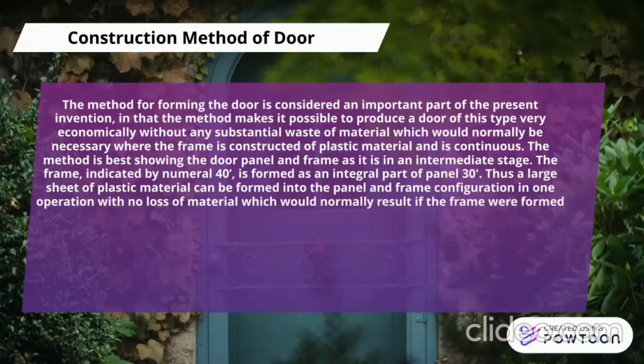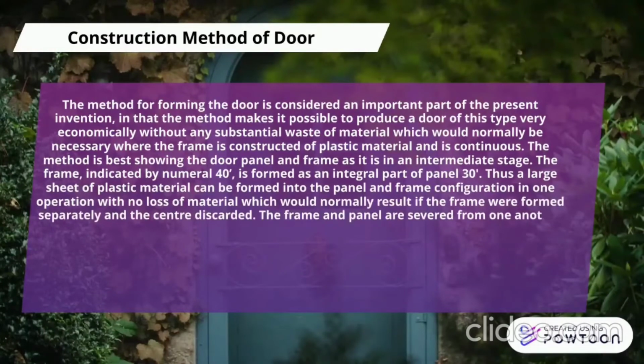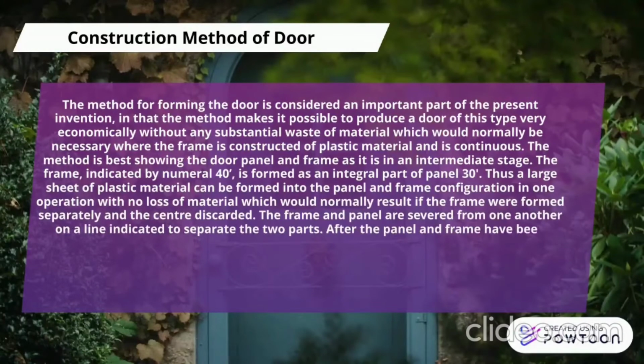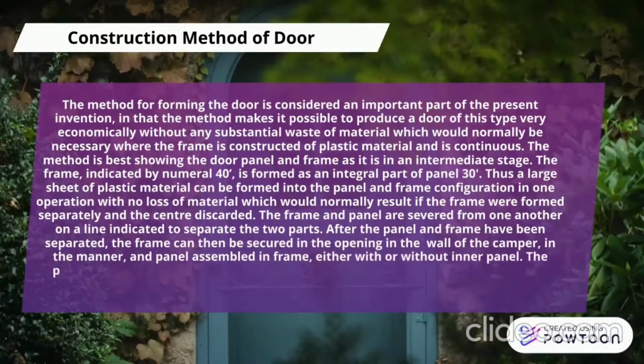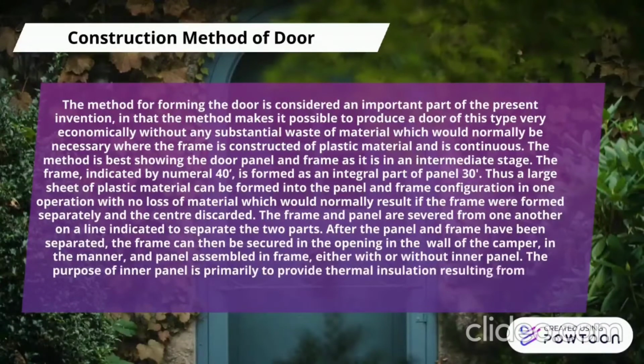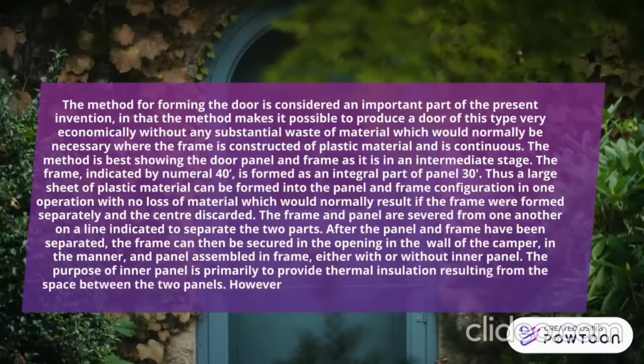The frame and panel are severed from one another on a line indicated to separate the two parts. After the panel and frame have been separated, the frame can then be secured in the opening in the wall of the camper, in the manner shown, and the panel assembled in the frame, either with or without an inner panel. The purpose of the inner panel is primarily to provide thermal insulation resulting from the space between the two panels. However, in some constructions the additional thermal protection is not required and the panel can thus be eliminated.